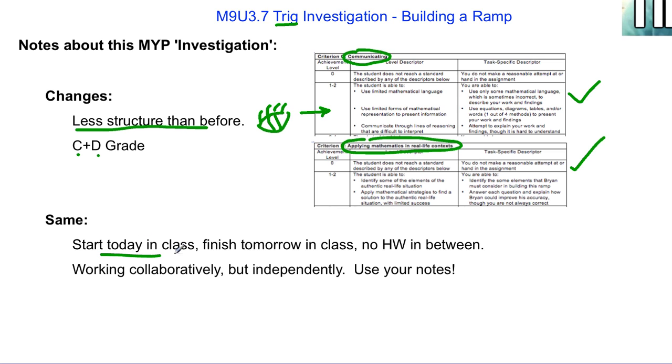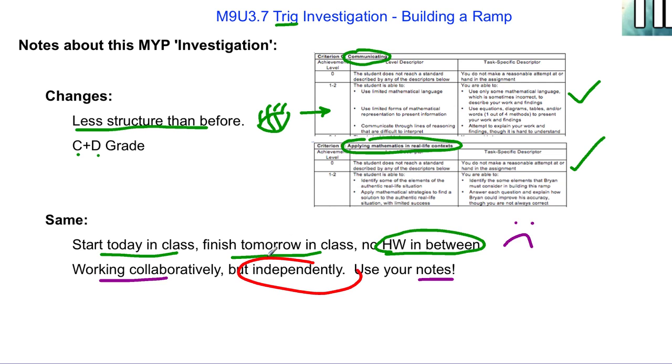You're going to start today in class, and you're going to finish in class tomorrow, and you're not going to work on it in between. You're not going to have anything to do between. I don't want you to take this home. I know that makes you sad. You're going to work collaboratively. You can work together. You can use your notes. That's great. But you are going to work independently. All of this work is going to be your own. I want to see what you got, see your understanding of trig. So you can talk to each other. That's collaborating. But copying, what Steve is doing, not cool.